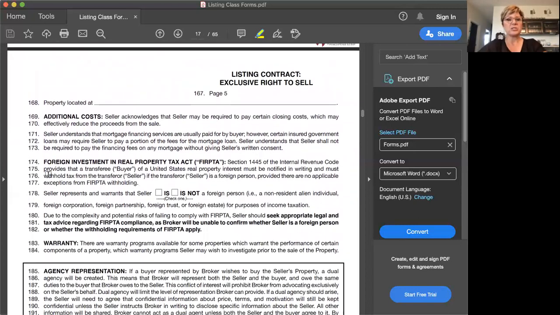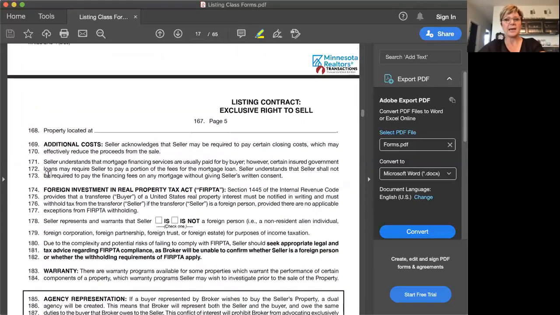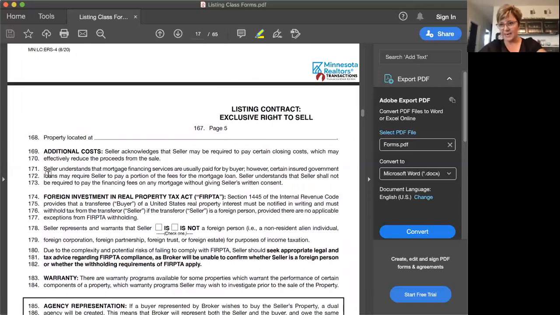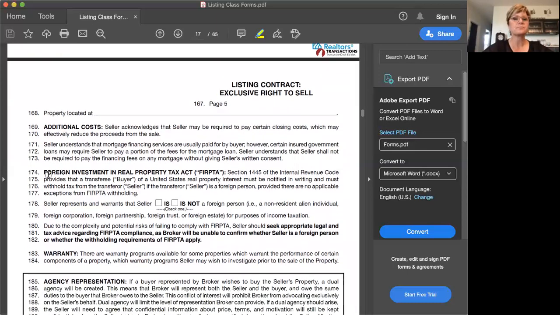Okay, next page. Again, I'm going to remind you guys, see where it says property located at? That's on the top of every page. Make sure your property address is on every page of your listing contract, because if one page gets misplaced or displaced, we need to know that it goes with this full listing contract. So always have your property addresses and the date and whatnot on the pages.